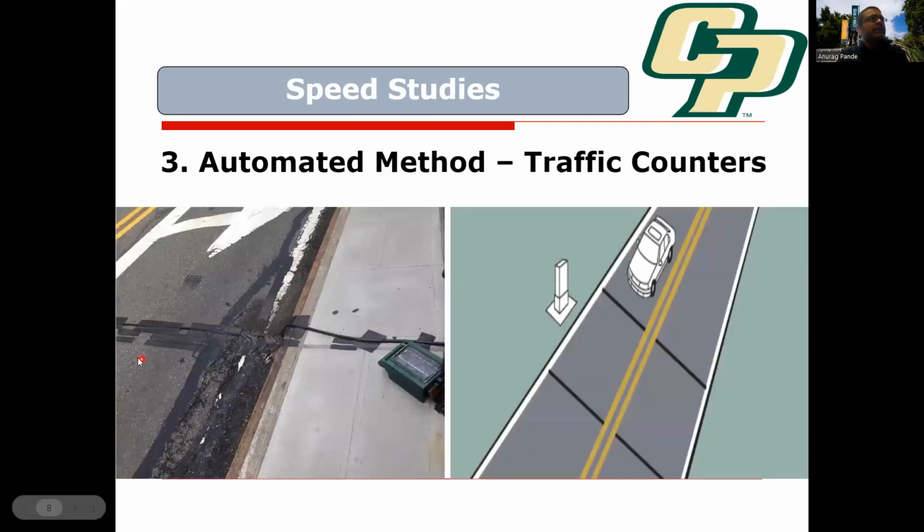There are automated methods, so we can put some traffic counters or some sort of roadside units that can actually collect the data. And they basically work with the same principles. They look at two locations, create two markers on the road, and then look at the time difference between the two when the vehicle passes the two points. And these methods are obviously much more accurate in nature.